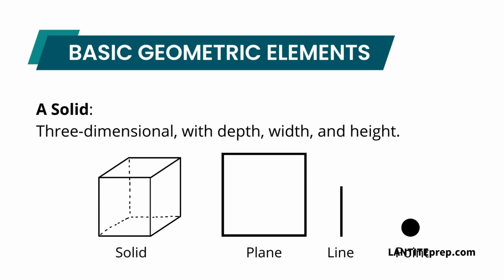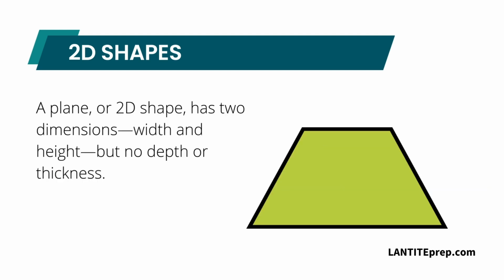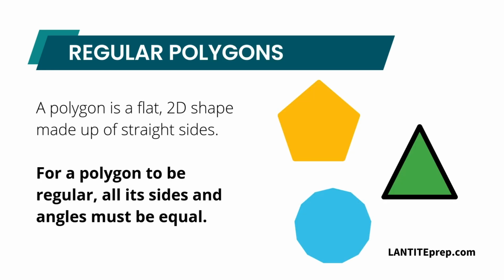Great job with that first section. Next, we're moving to a refresher about 2D shapes. Keep in mind that a plane or 2D shape has two dimensions, width and height, but no depth or thickness. Specifically, let's talk about regular polygons. Now, a polygon is a flat 2D shape made up of straight sides. For a polygon to be regular, all its sides and angles must be equal.